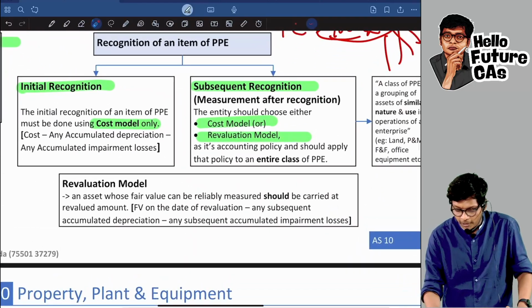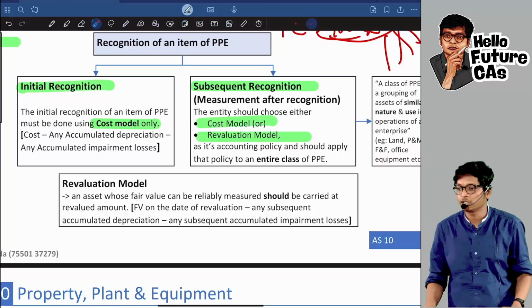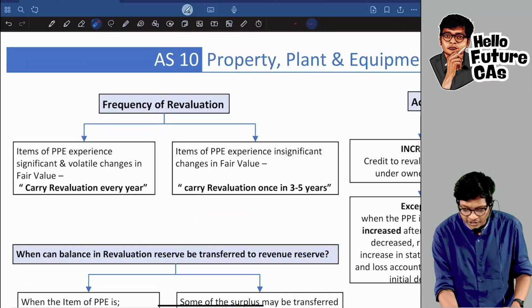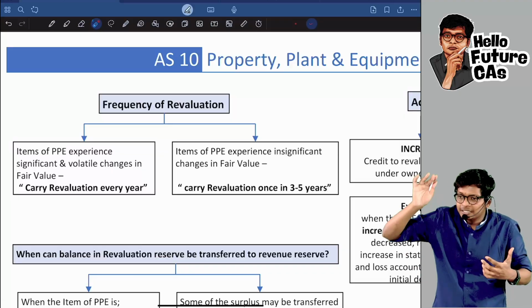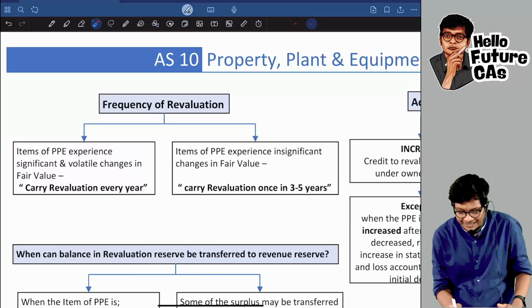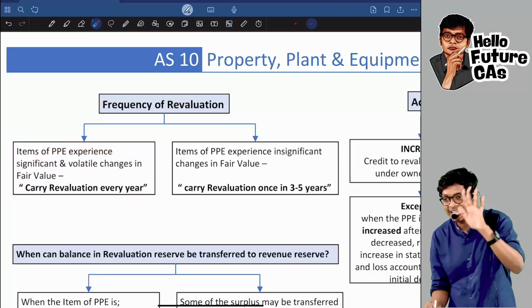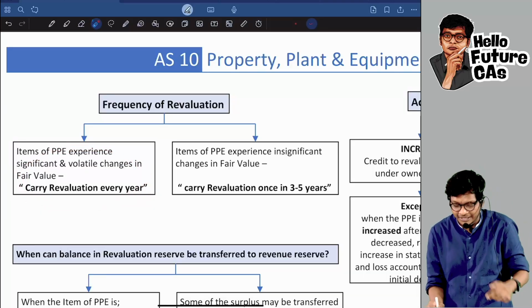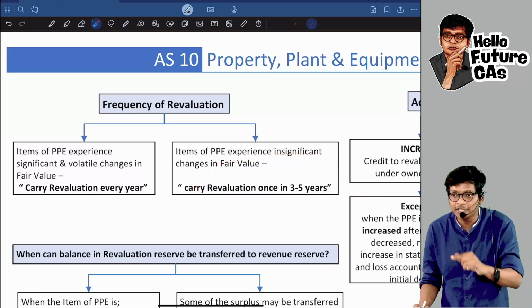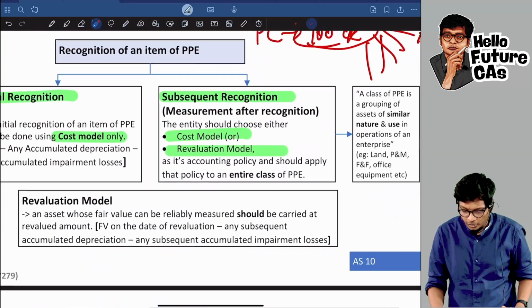Now coming to all points regarding revaluation of asset, guys. Sir, revaluation, how frequently should I do it? Asset value will keep changing up and down, sir. Highly volatile asset, then do revaluation every year. Sir, asset is not highly volatile. It changes only once in 5 to 10 years. Then do revaluation once in 3 to 5 years. Are you following about this, guys?